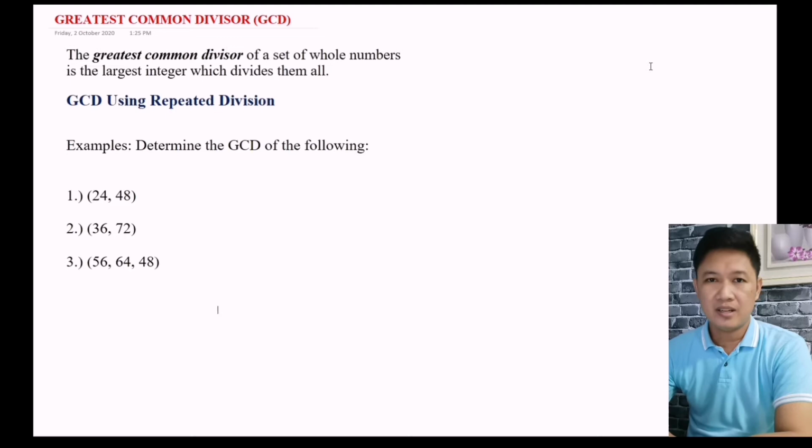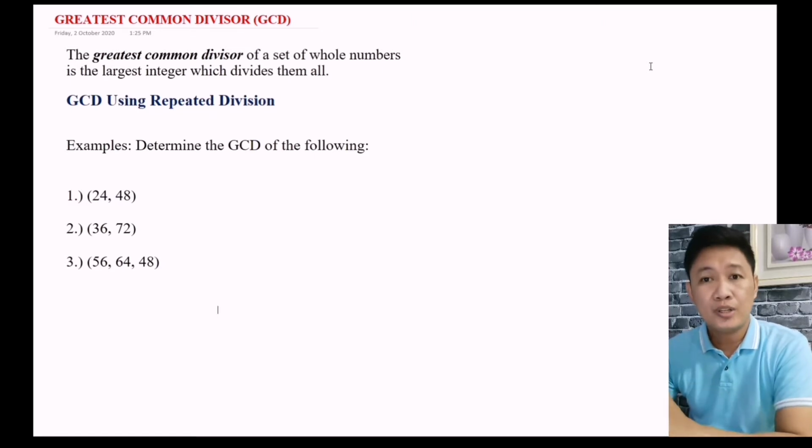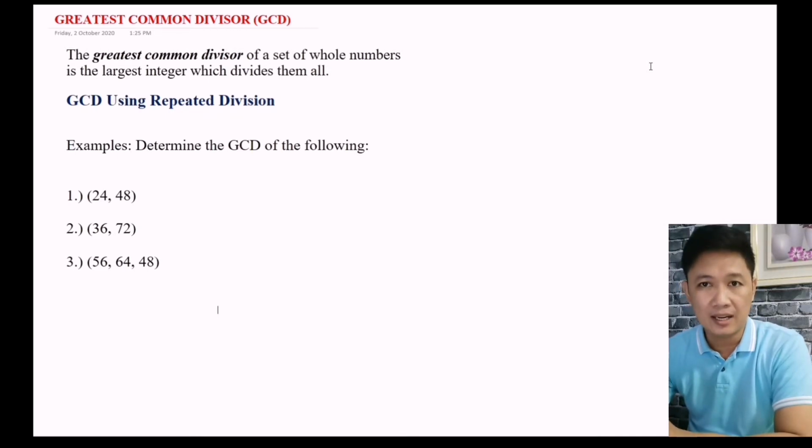Today we're going to talk about the greatest common divisor. Okay? So based on the definition, the greatest common divisor of a set of whole numbers is the largest integer which divides them all. So ano bang ibig sabihin nun? Pag sinabi natin greatest common divisor, ito yung kaisa-isahang number, pinakamalaking integer na kaya niyang i-divide yung mga given numbers or whole numbers na walang butal.